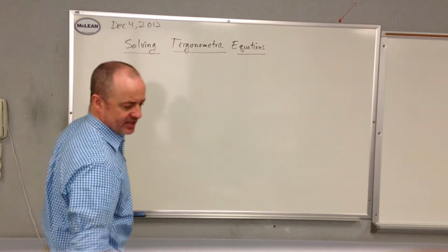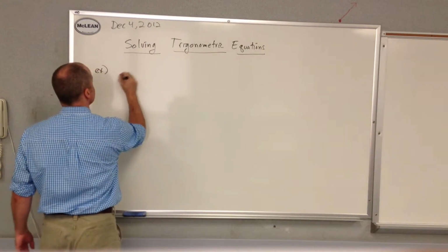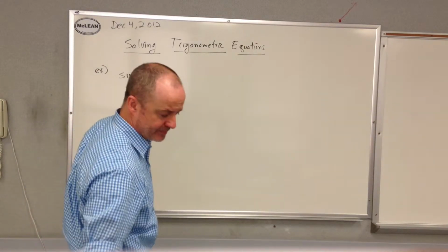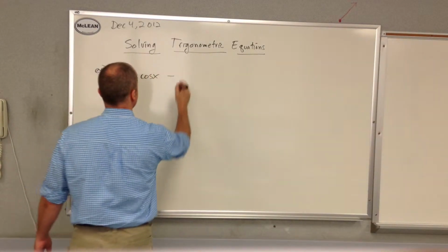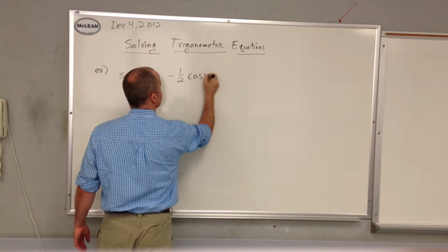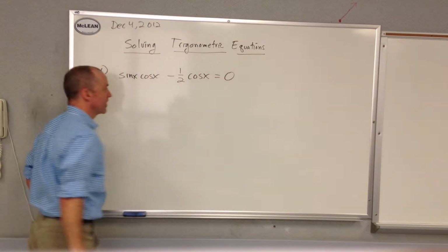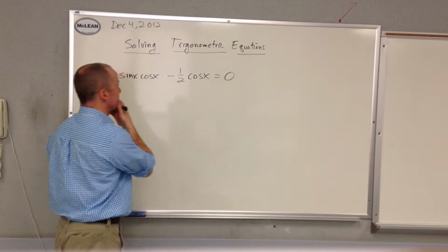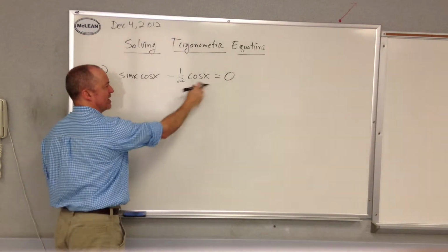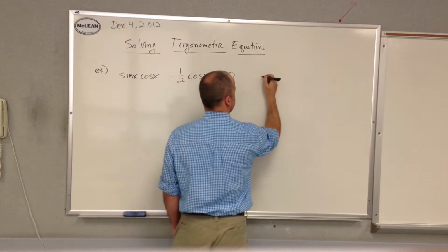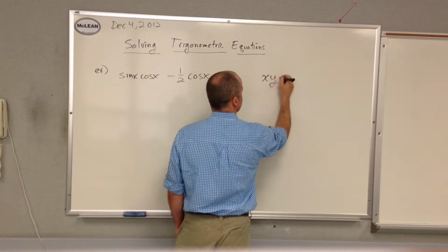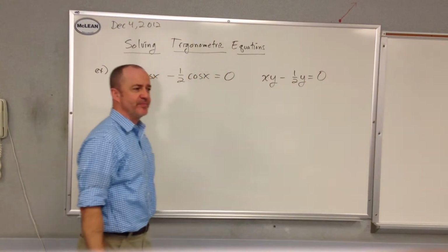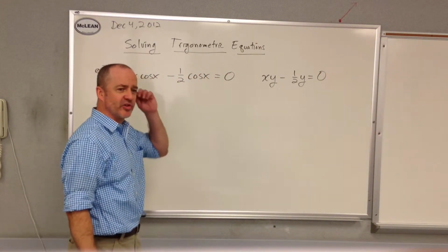First example is sine x cosine x minus 1/2 cosine x equals 0. If you were solving this as an algebra equation, like xy minus 1/2 y equals 0, if you were solving that, what might be a good first step?